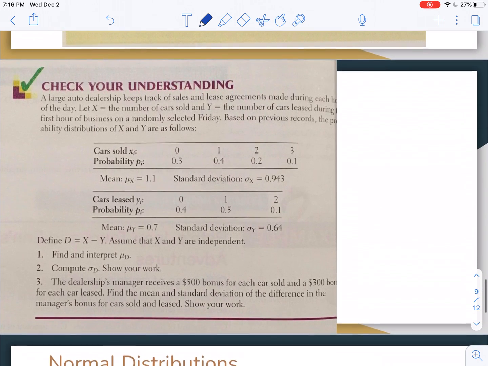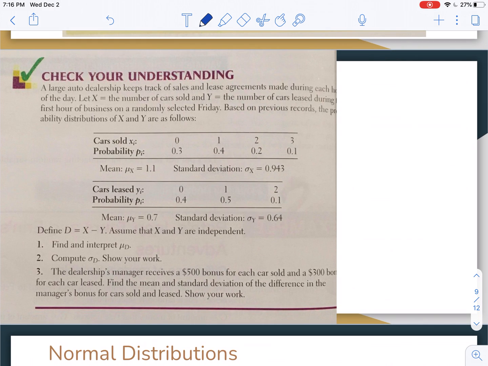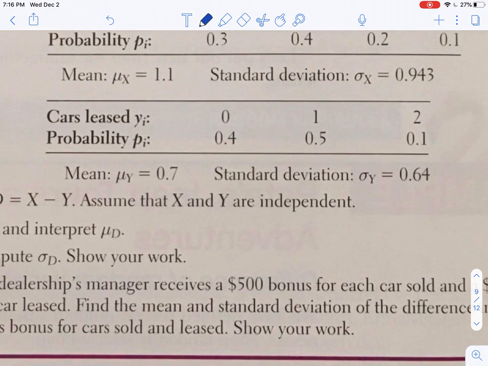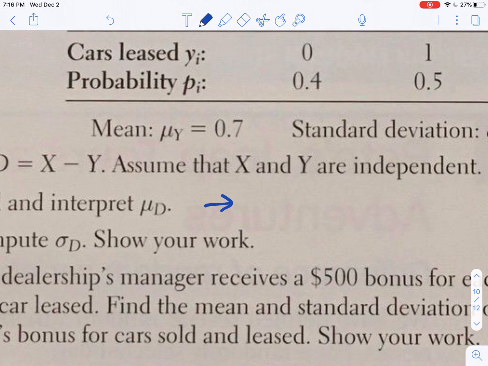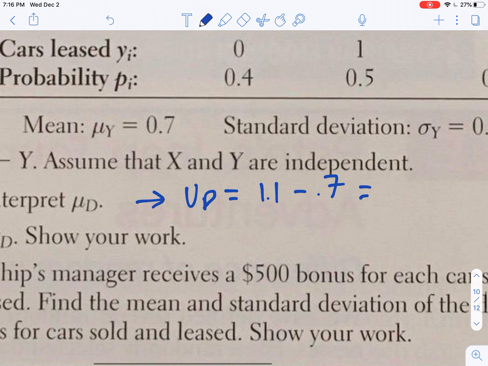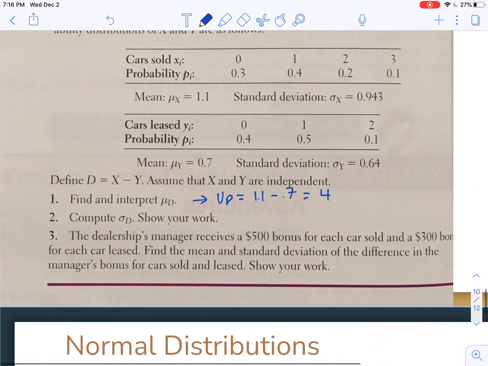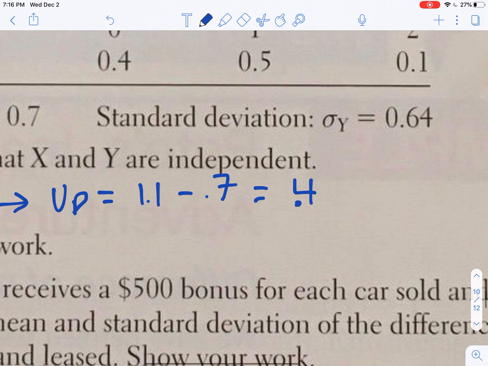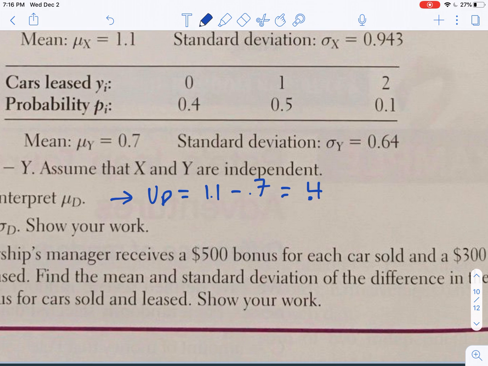So we got to check for understanding to look at it. Again, exact same thing, cars leased, cars sold. We know our means, we know our standard deviations. It wants us to define X and Y, if the difference is X minus Y, so find the mean difference. Our mean difference here is 1.1 because that's the mean of X, minus 0.7 because that's the mean of Y, so this is 0.4. How is this interpreted? This means that on Friday, on average, we sell 0.4 more cars than we lease.